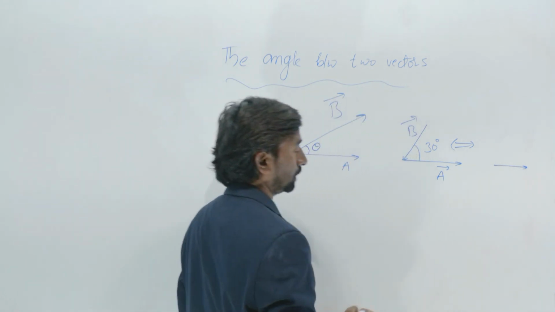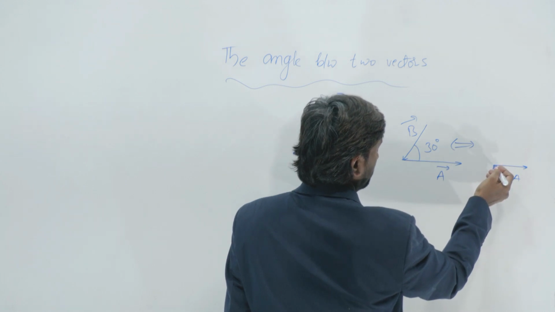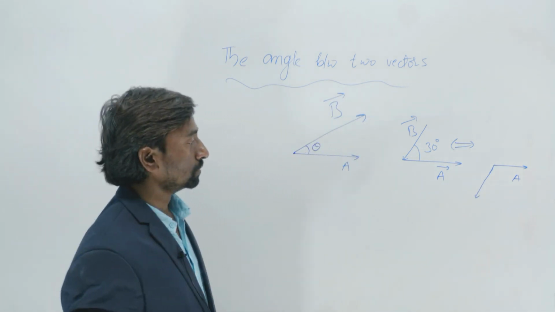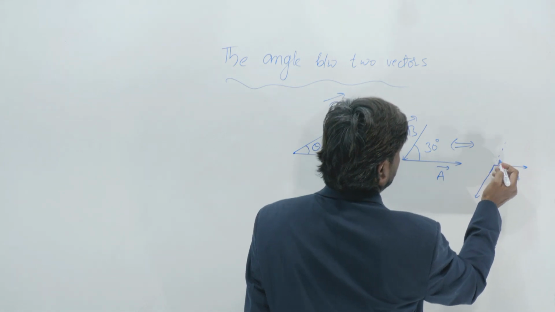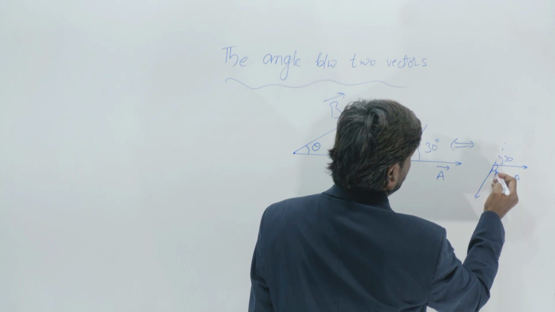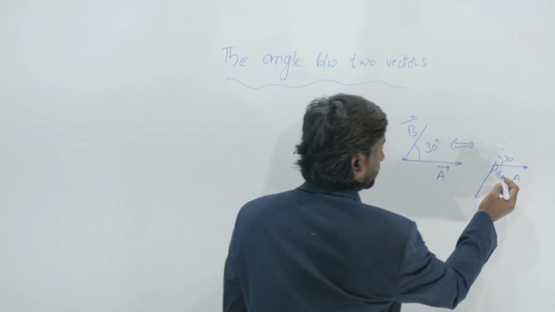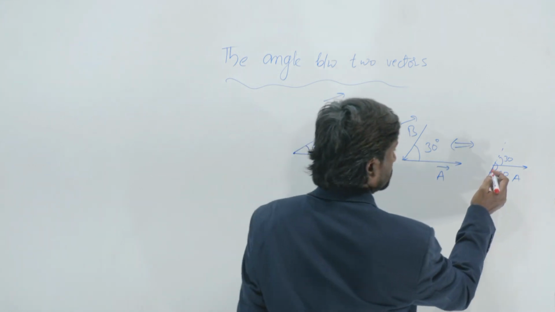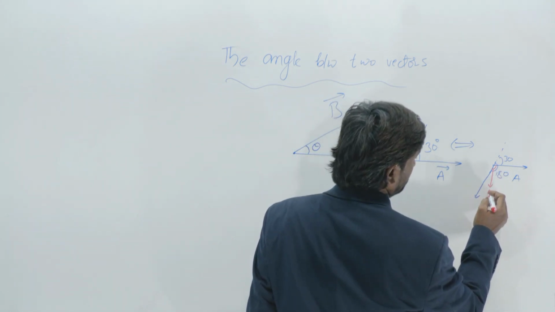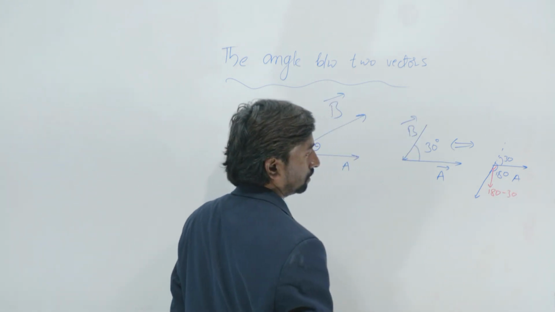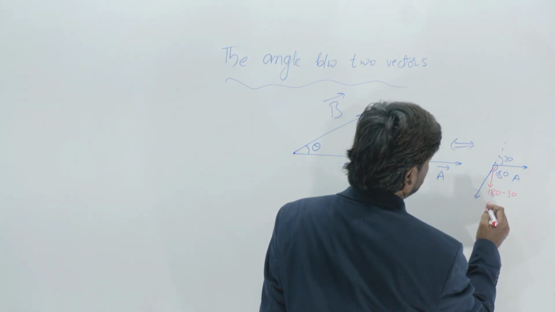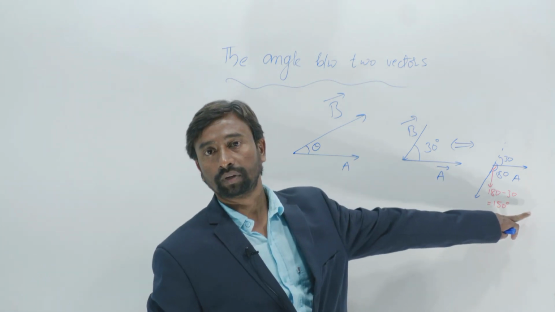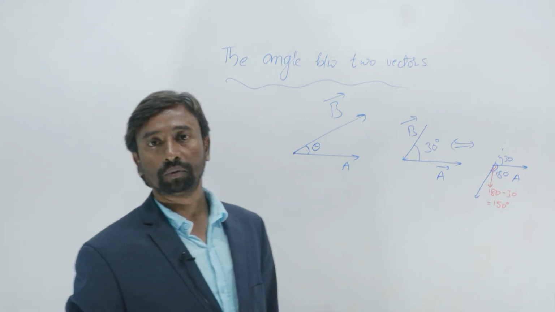Let us consider this is a bar, and the same vector I can place here like this, without changing the direction and the magnitude. If it is extended like this, this is 30 degrees, and the total is 180 degrees, no? Now what is this angle here? This angle between the two vectors will become 180 minus 30 degrees, that is 150 degrees. Like that, we can find out the angle between any two vectors.